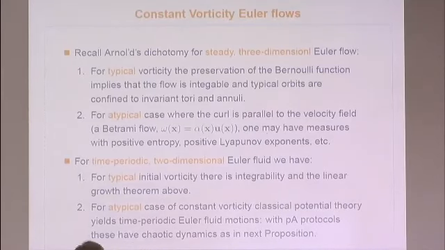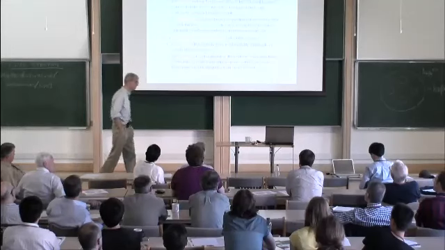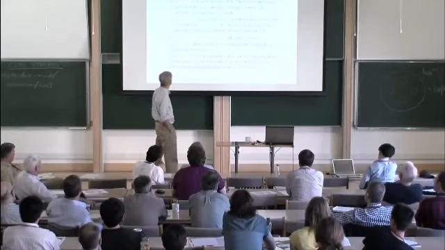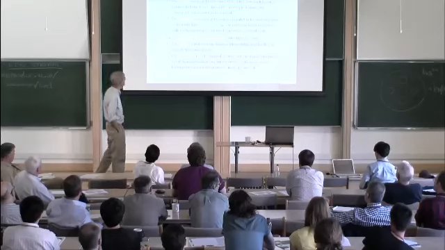Whereas there is an atypical case that's quite interesting, and those are the Beltrami fields where the curl is parallel to the velocity field. And in this case, you can have chaotic dynamics, positive exponents, and knots, and other things, which we'll be hearing about this week. So I'm going to present at least one version of a somewhat similar dichotomy for two-dimensional Euler fluids.